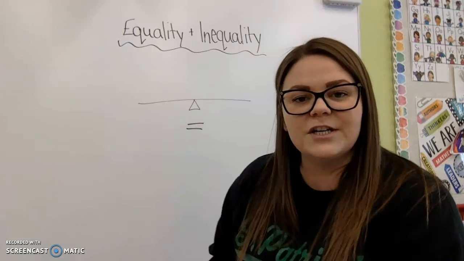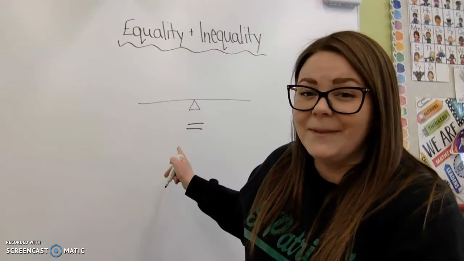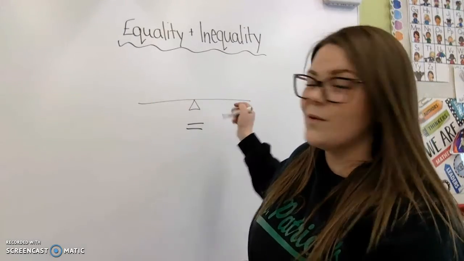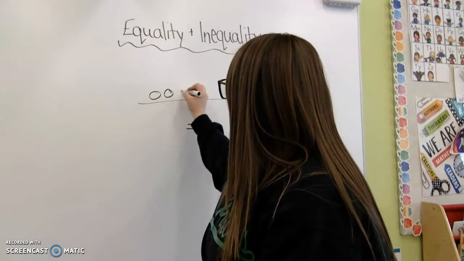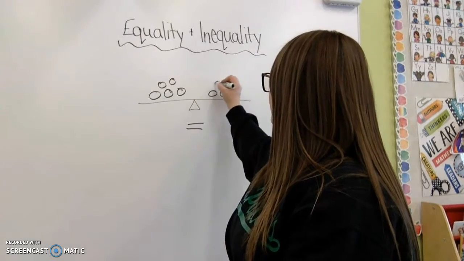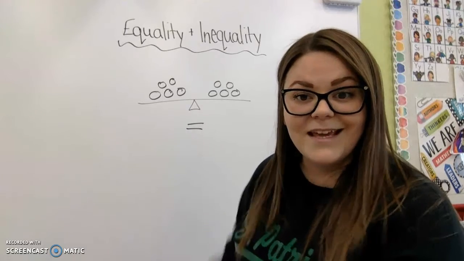So we're going to do a demonstration on our little balancing teeter-totter here. If I had the equal sign, that means that the things on this side are the same as on this side. So I'm going to show you. I have 5 on both sides, so that makes them equal.